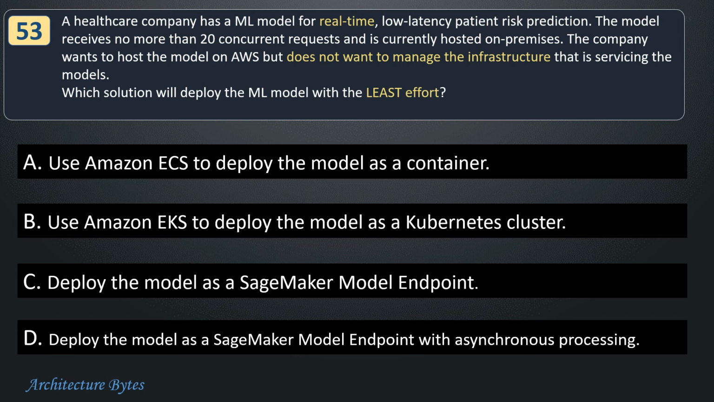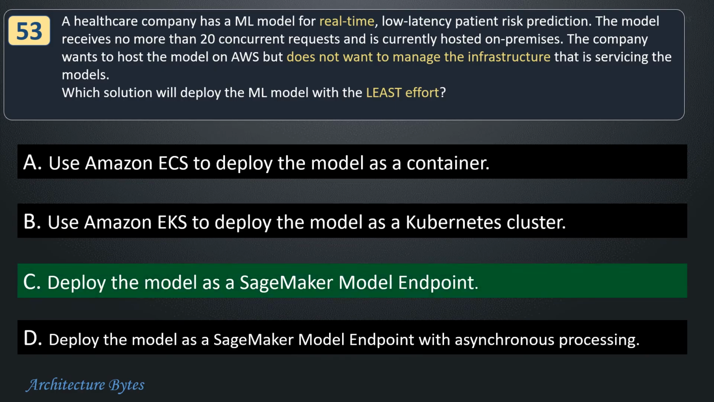Option A, use Amazon ECS to deploy the model as a container. Option B, use Amazon EKS to deploy the model as a Kubernetes cluster. Option C, deploy the model as a SageMaker model endpoint. And option D, deploy the model as a SageMaker model endpoint with asynchronous processing.